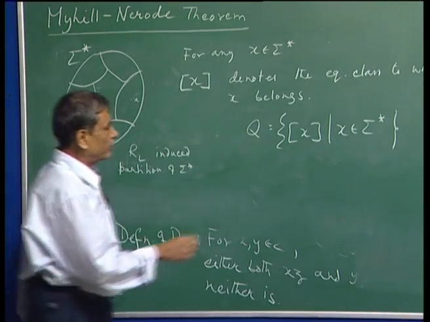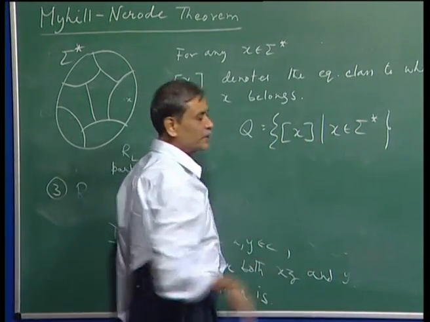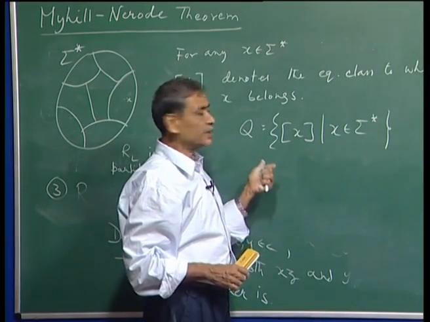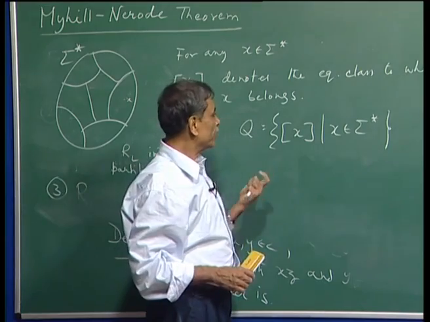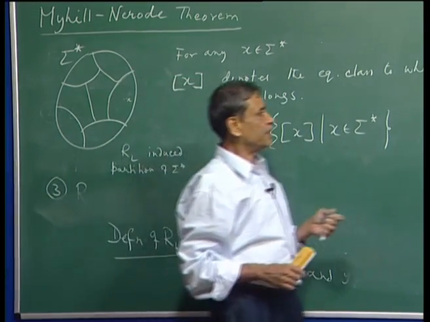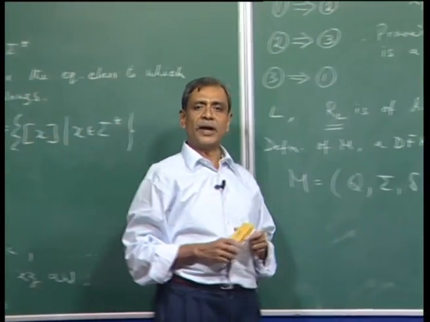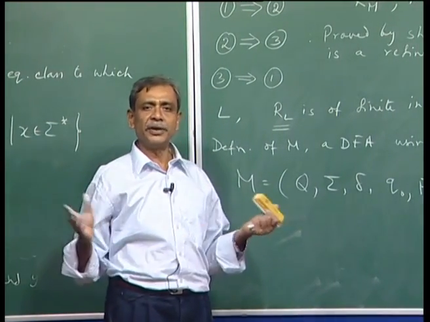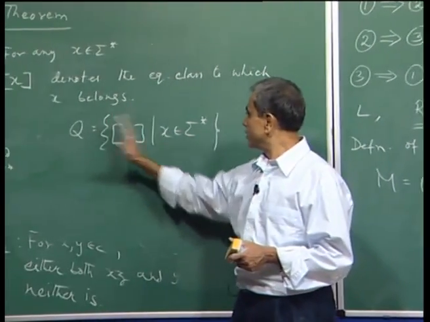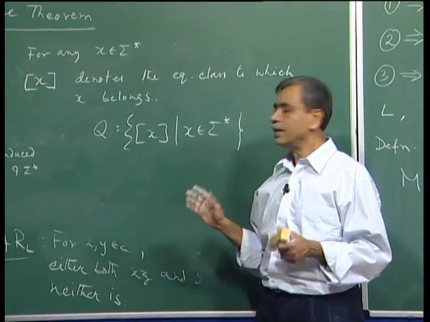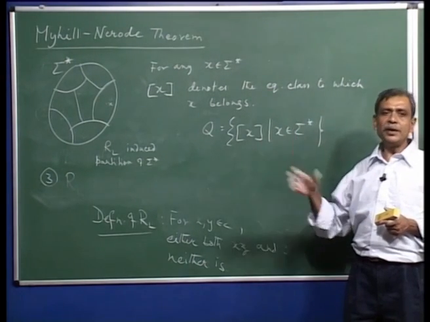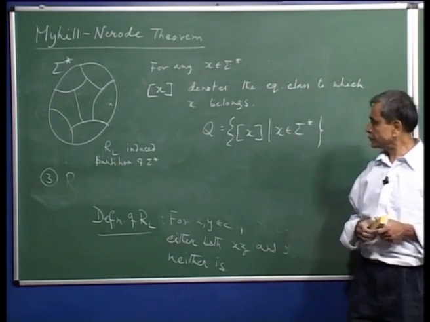Although it looks like for every x in sigma star I am doing something, the number of these equivalence classes is finite, because that is what I have. My statement 3 said that RL is of finite index, therefore there are only finitely many equivalence classes. So this set, the right hand side set, is finite, and therefore we can take that set to be the set of states. All right.